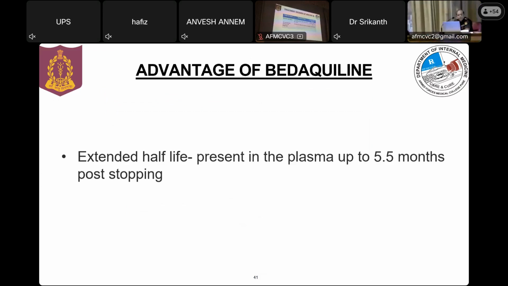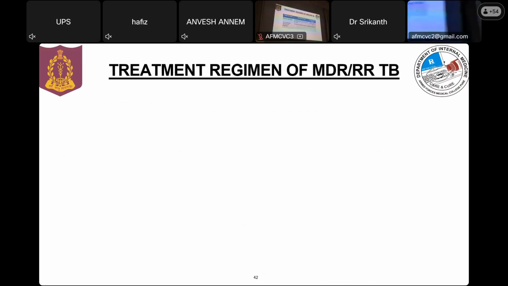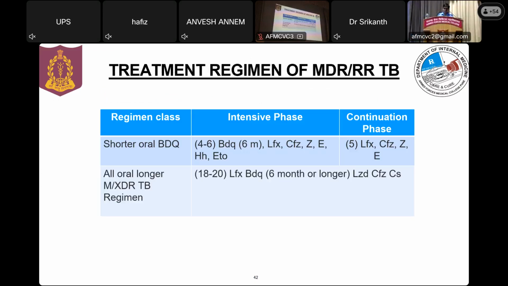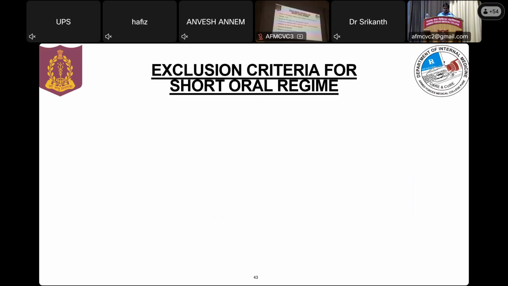Presently, the treatment regime which we are following are the short course oral regime with bedaquiline, and there's another regime which is a longer MDR TB regimen, which is about 18 to 20 months of duration. So exclusion criteria for this we have already discussed.